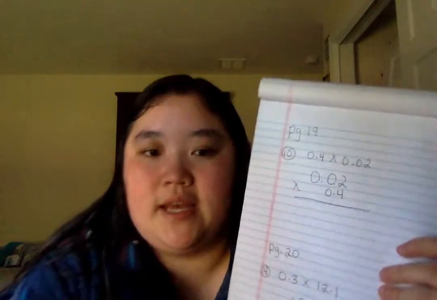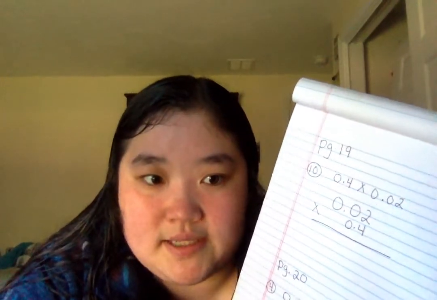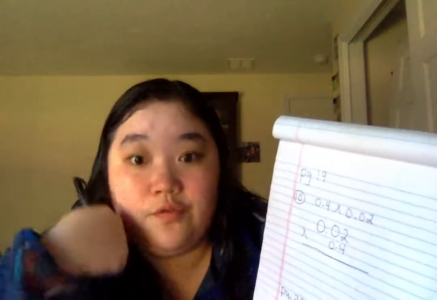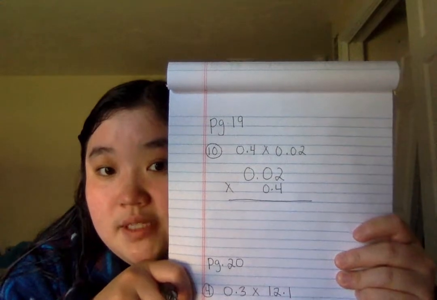Okay, if you want to flip over to the next page, page 19, we'll do another example. On page 19, I decided to take number 10 as well, and we're going to do another quick example. So we have 0.4 times 0.02, and I have this written down for you.